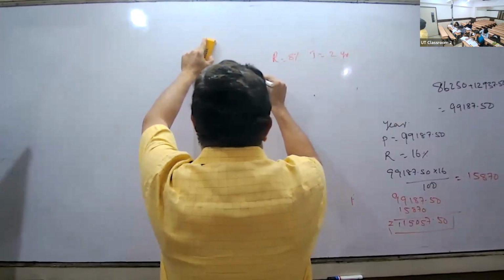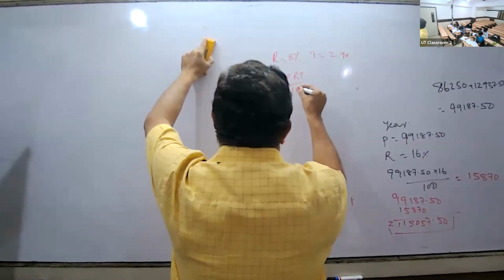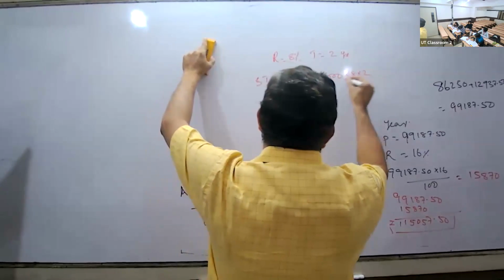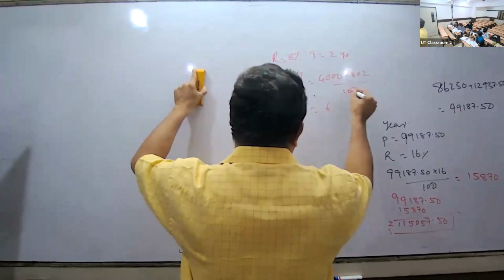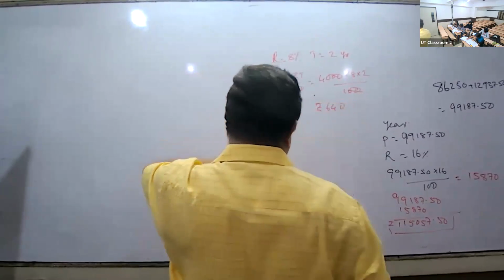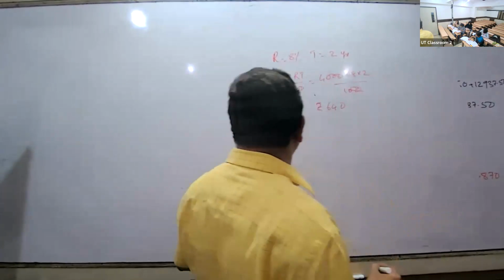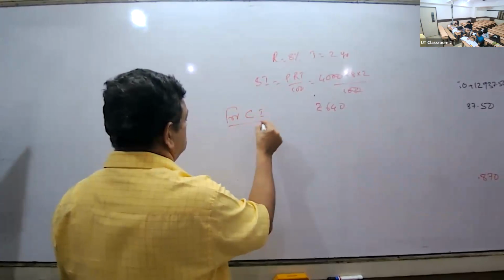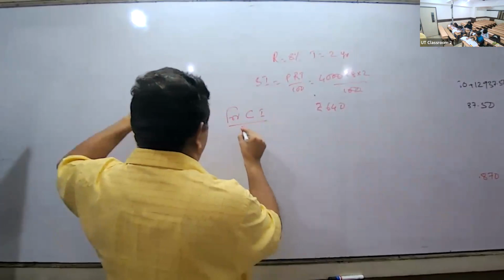SI is equal to PRT upon 100, which is 4,000 into 8 into 2 upon 100. That is 640 rupees, the simple interest. Now for CI, P is equal to 4,000 for the first year. 2 years now. Yes, sir.